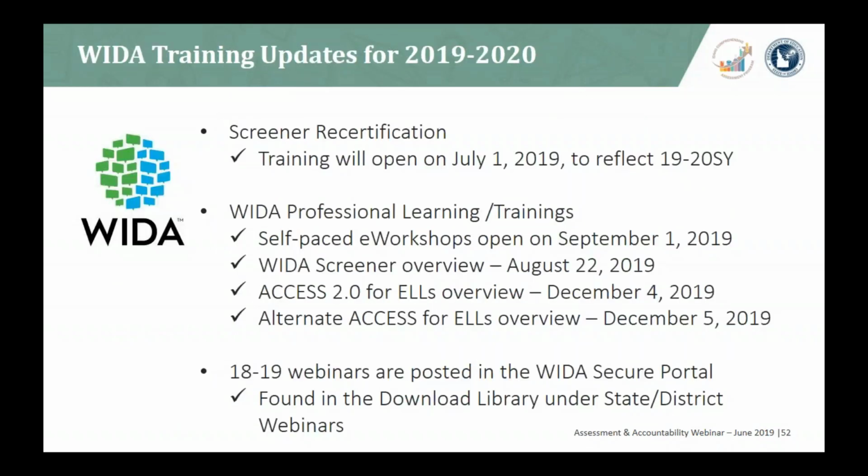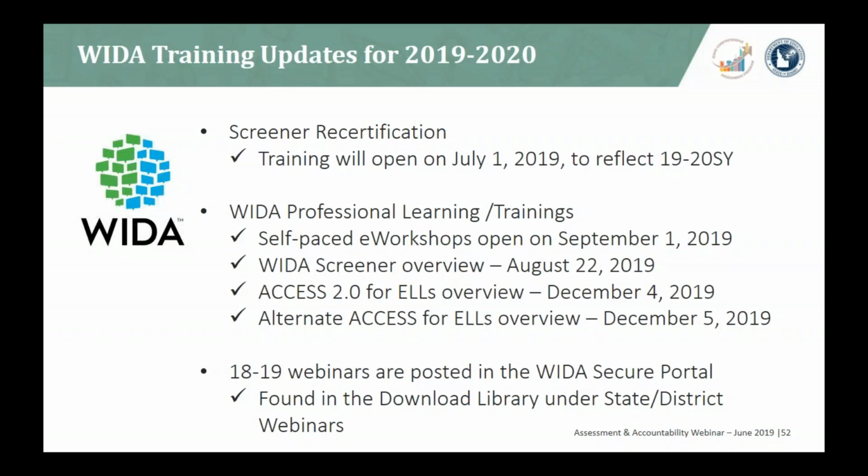As a reminder, the 2019-2020 school year is a screener recertification year. All individuals who plan to administer the screener will need to be recertified. Proctors will need to have a WIDA Secure Portal account and will need to complete the screener training by logging into the portal to complete the required quizzes with a score of 80% or higher. Recertification will be posted within the Secure Portal for quizzes taken on or after July 1st.